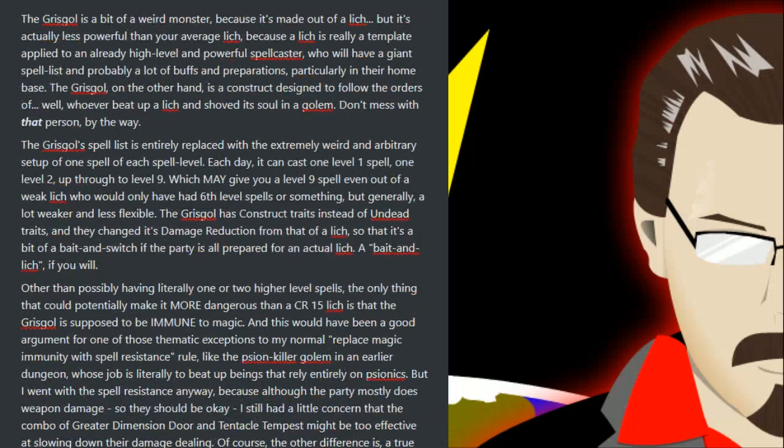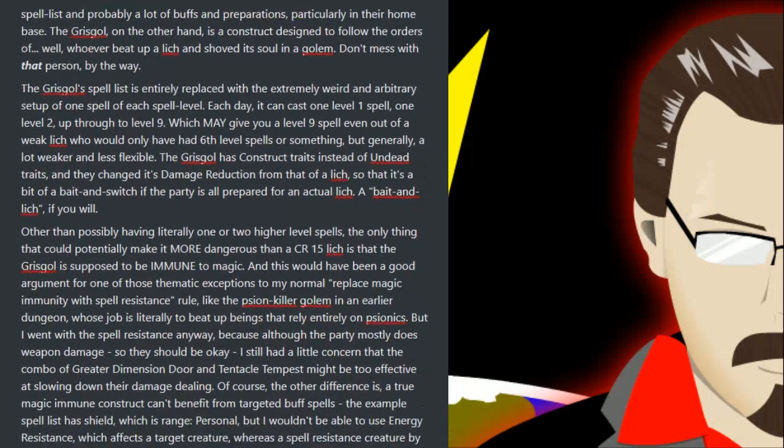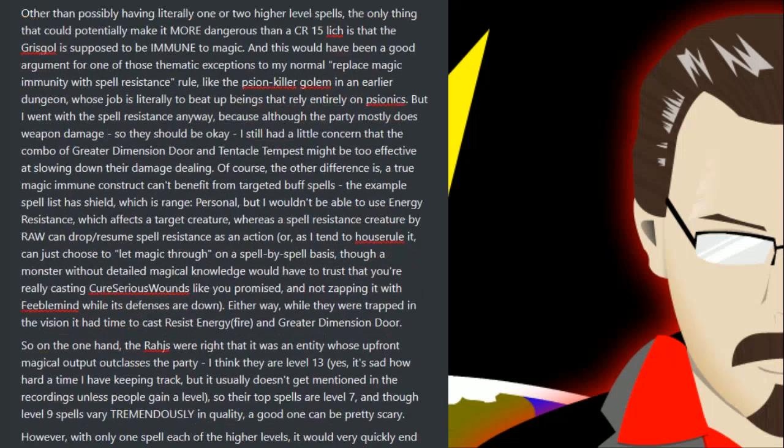The Grisgol has construct traits instead of undead traits, and they changed its damage reduction from that of a Lich, so that it's a bit of a bait and switch if the party is all prepared for an actual Lich. A bait and Lich, if you will. Other than possibly having literally 1 or 2 higher level spells, the only thing that could potentially make it more dangerous than a CR15 Lich is that the Grisgol is supposed to be immune to magic.